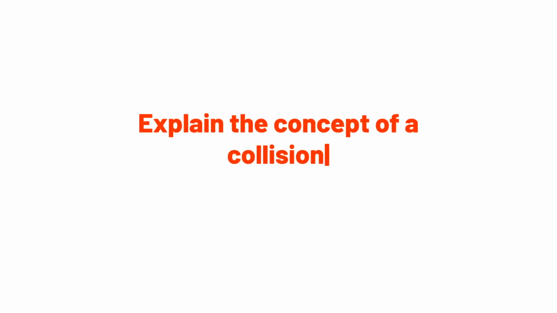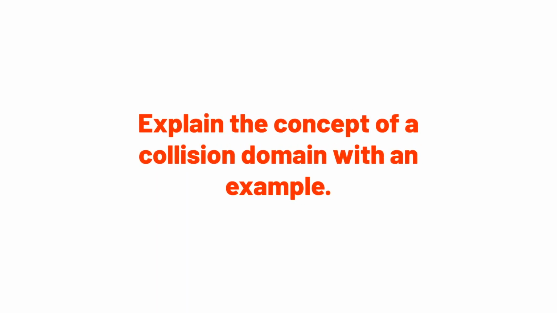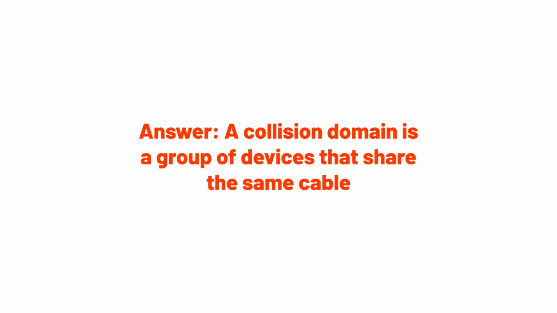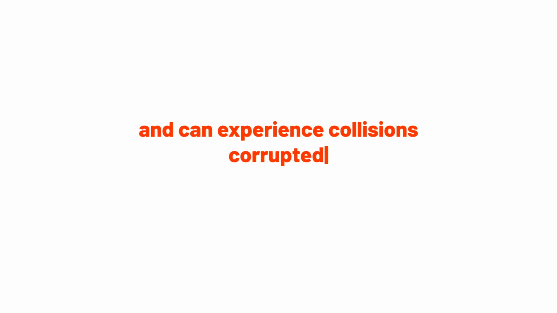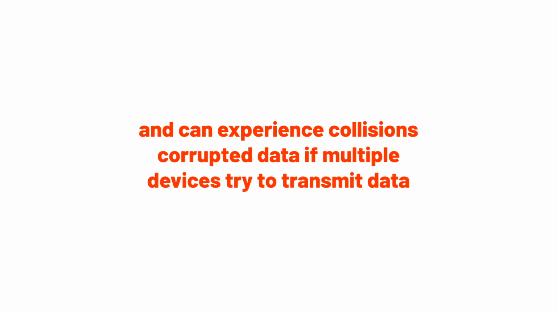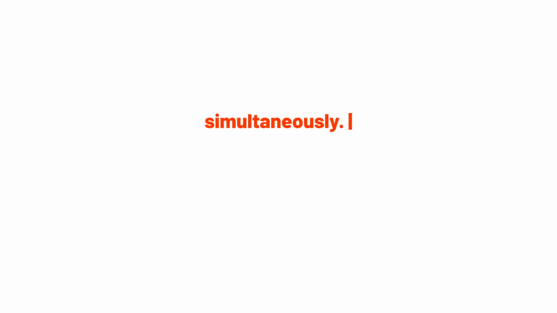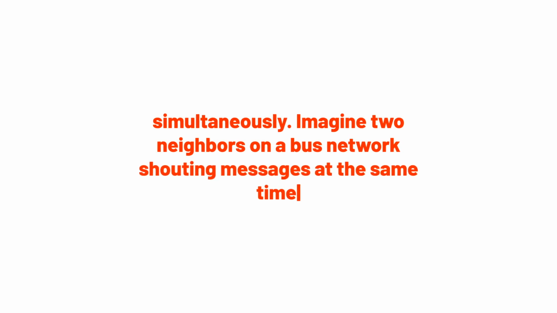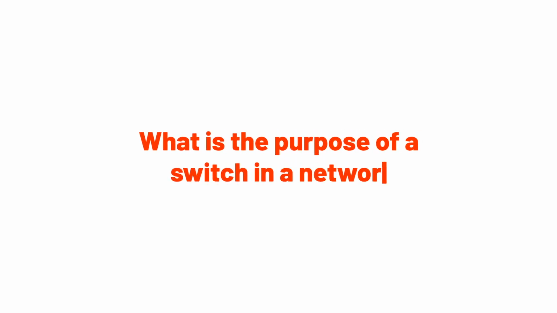Explain the concept of a collision domain with an example. Answer. A collision domain is a group of devices that share the same cable and can experience collisions, corrupted data, if multiple devices try to transmit data simultaneously. Imagine two neighbors on a bus network shouting messages at the same time. The messages get mixed up. This is a collision.